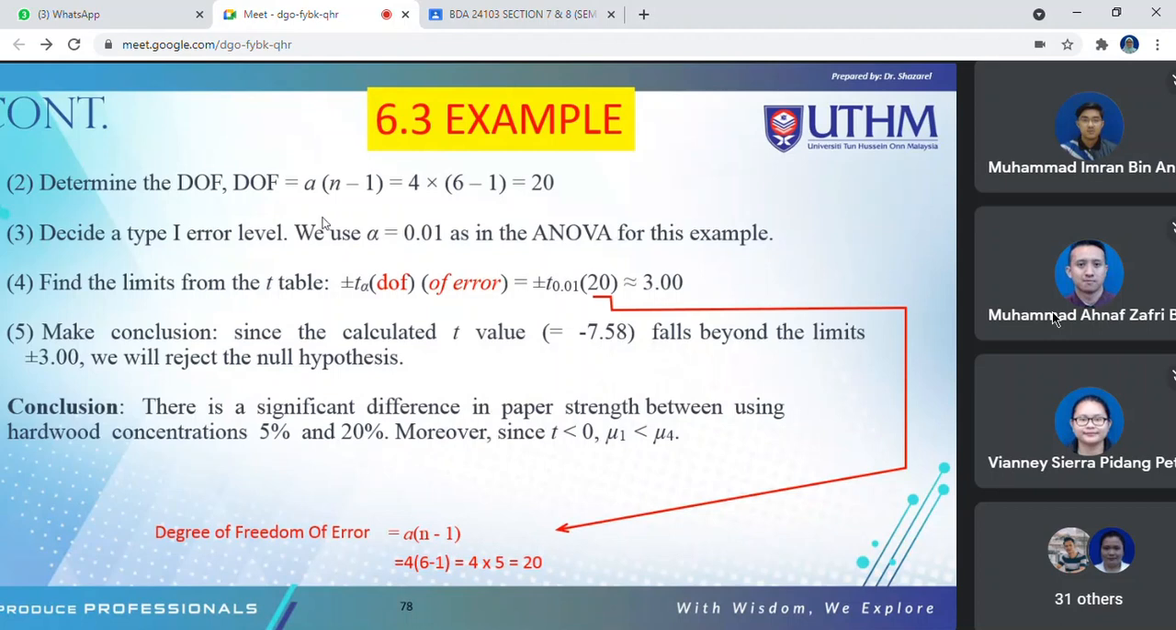No. Because we have 4 different levels to compare, we have to use this calculation. a is 4, the number of levels, and n is the number of responses at each level. So we have the value here, 20. Decide the type 1 error level. We use 0.01 as the alpha for this ANOVA example. Find the limit from the T table. In the T table, we look at t 0.01, 20, which is equal to 3.0.